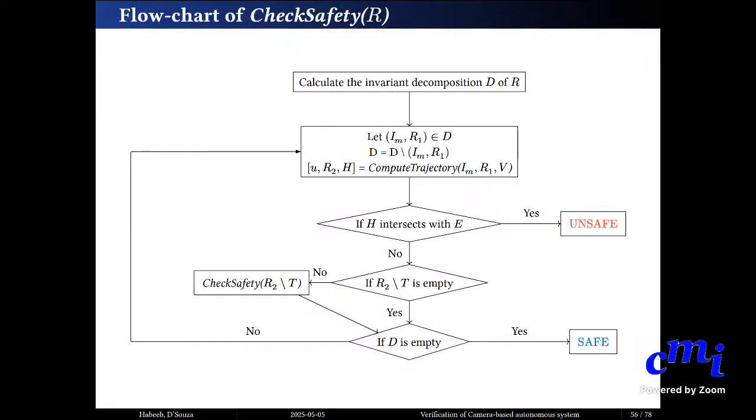Yes, sir. I'll do it from the start, but this is in general. If you're starting from an R region, this is what will happen. You do the decomposition and then you compute the trajectory from IM, which is R1, and V is the vehicle. I compute the next trajectory in the next time interval or time stamp. So compute trajectory basically just simulates for one time step, right?